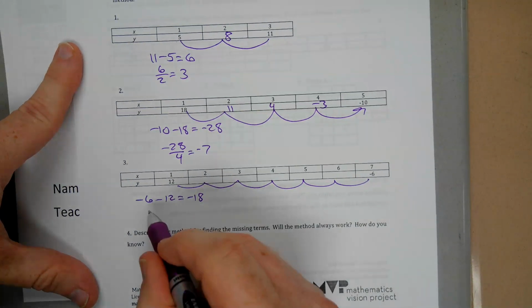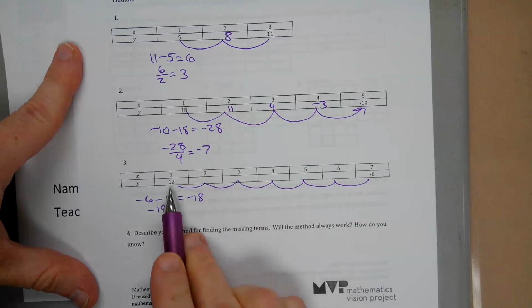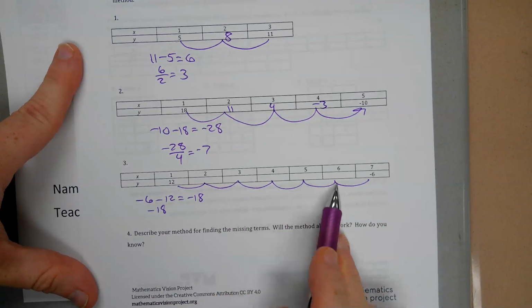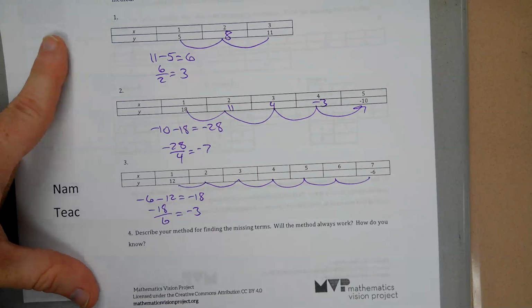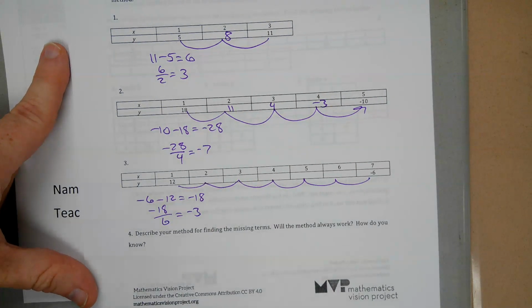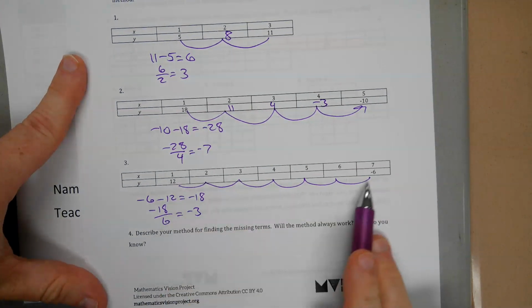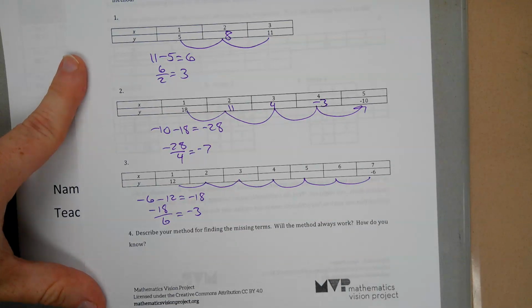Okay, and then divided by the number of skips, 1, 2, 3, 4, 5, 6. That's negative 3. So let's apply it and hope we get down to negative 6 here.